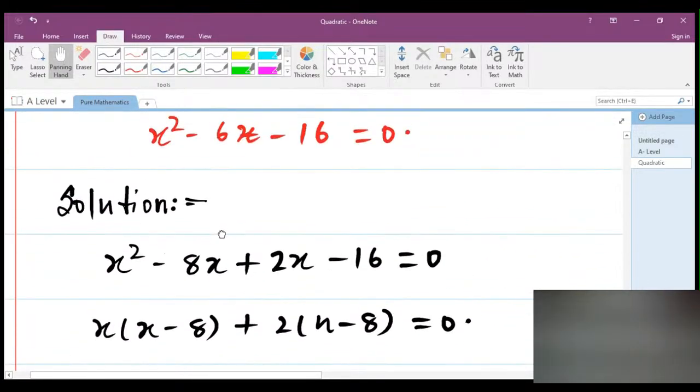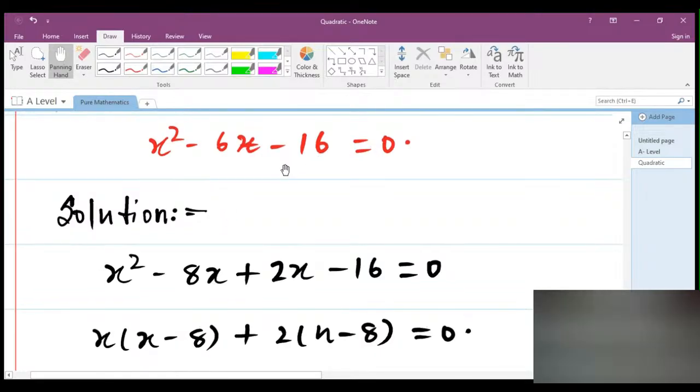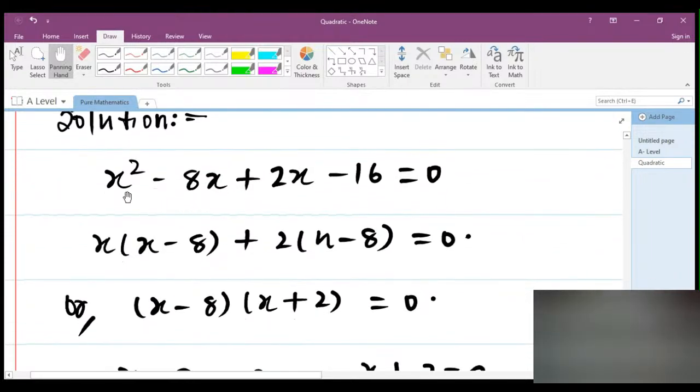So this is the question: x squared minus 6x minus 16 equal to 0. This question asks us to find the value of x with the help of factorization of this quadratic equation. So let's see: x squared minus 8x plus 2x minus 16 equal to 0. We take x common from the first two terms on the left hand side, then we get x into x minus 8, and plus, we take 2 common from the last two terms.